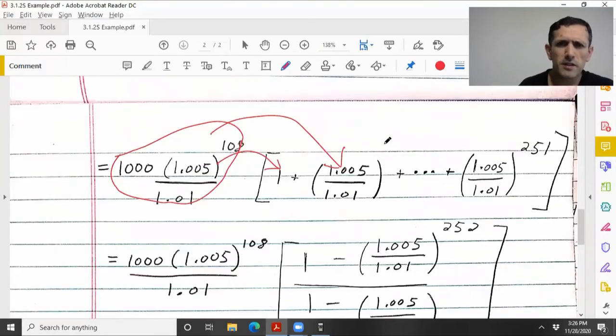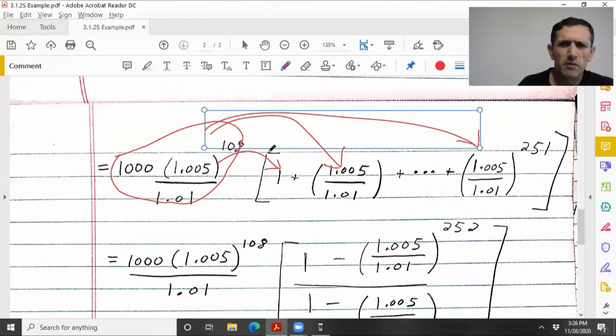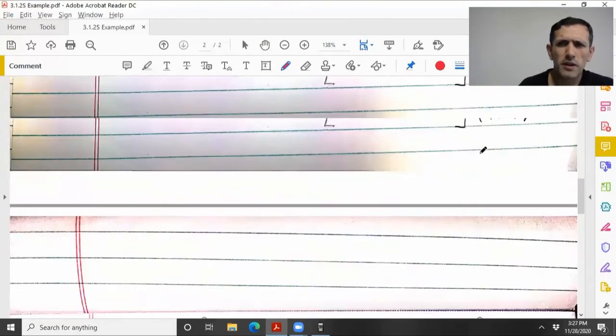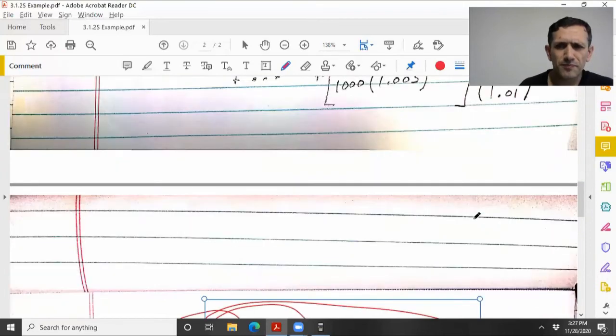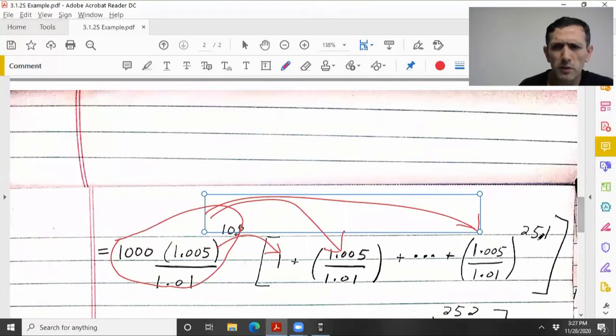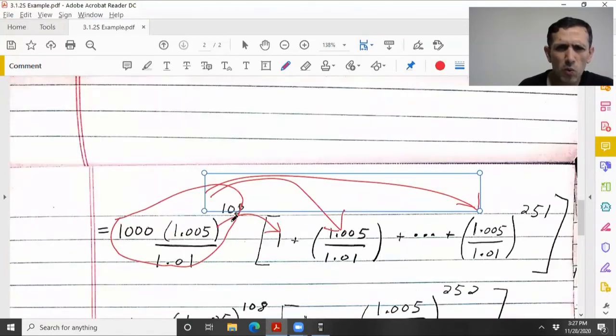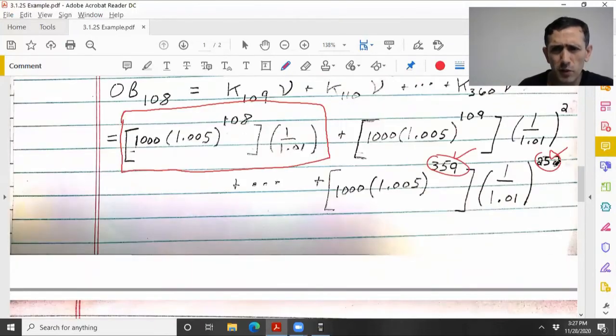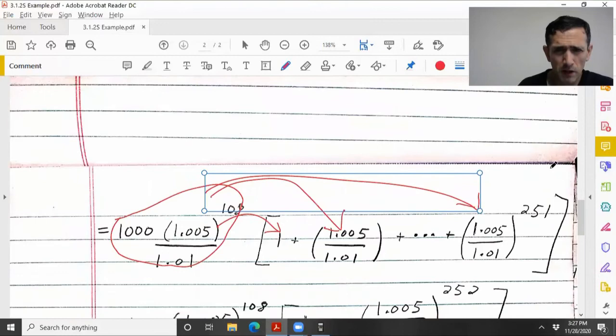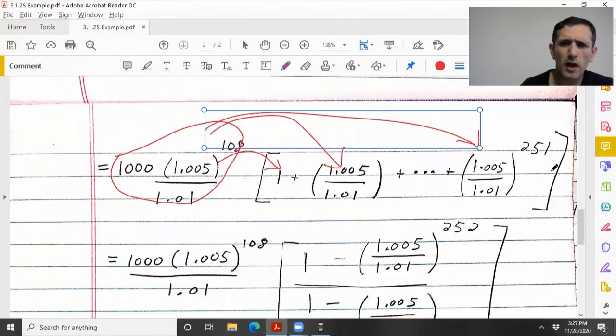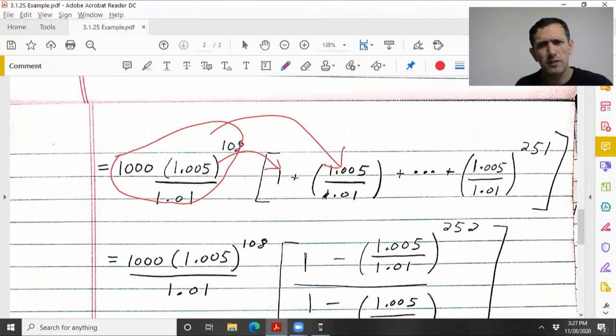So FOIL this one here, you get exactly what's here. Again, 108 plus 251 is 359, which I have here. 108 plus 1 plus 251 is 252, which is exactly what I have here. So you can sum this up very easily. So let's get rid of this here.